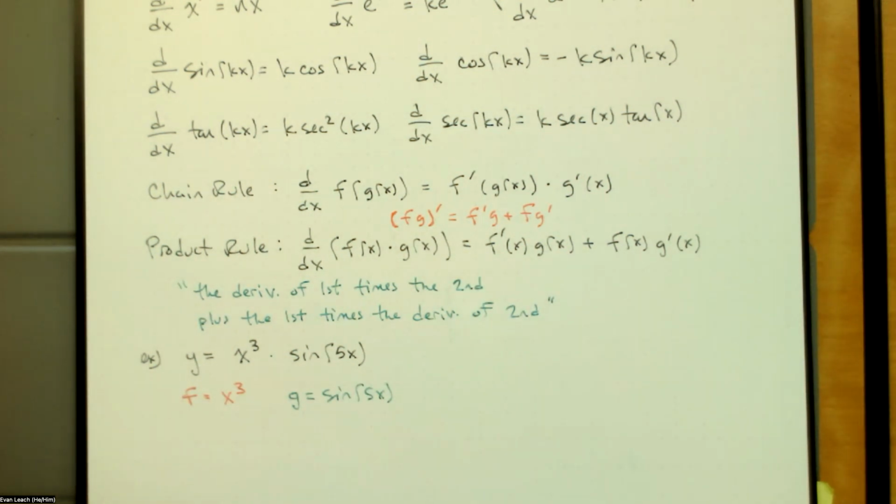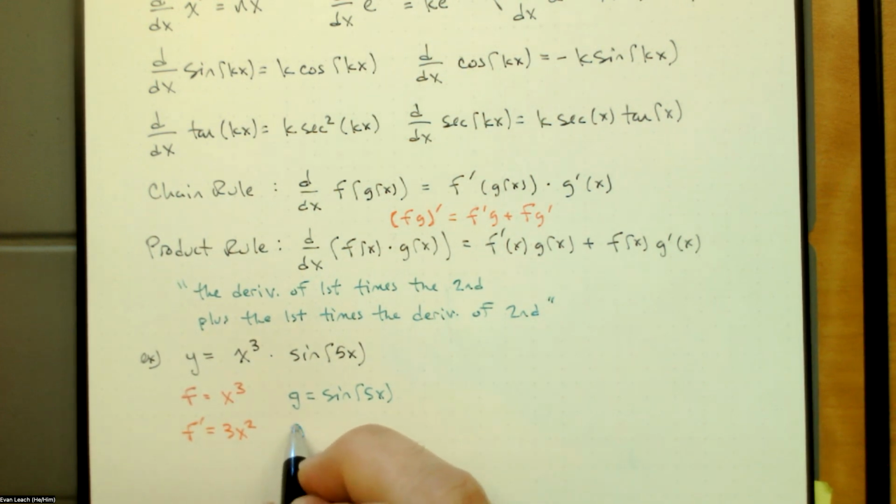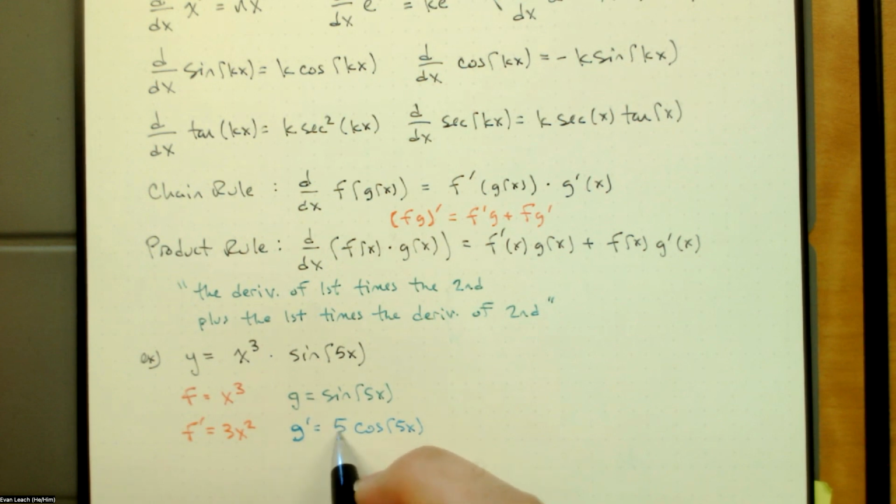So f is x cubed. I need the derivative of f. That's one of the pieces that I need. So I'm going to just write underneath f prime is 3x squared. There's the derivative of the first. And if g is sine of 5x, then g prime, or the derivative of the second, will be the derivative of sine of something is cosine of that thing times the derivative of that thing. We had to use the chain rule because it wasn't just sine of x, it was sine of 5x. It wasn't an extensive chain rule that we had to use, but there was a chain rule that we had to use because the chain rule is always in effect.